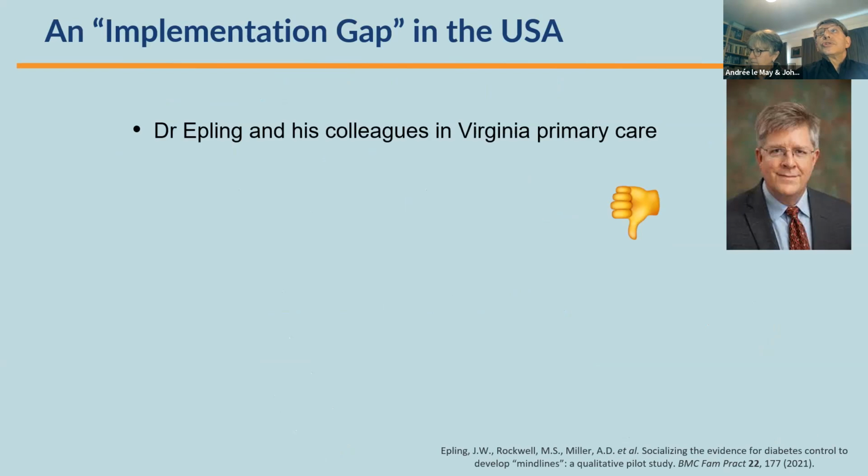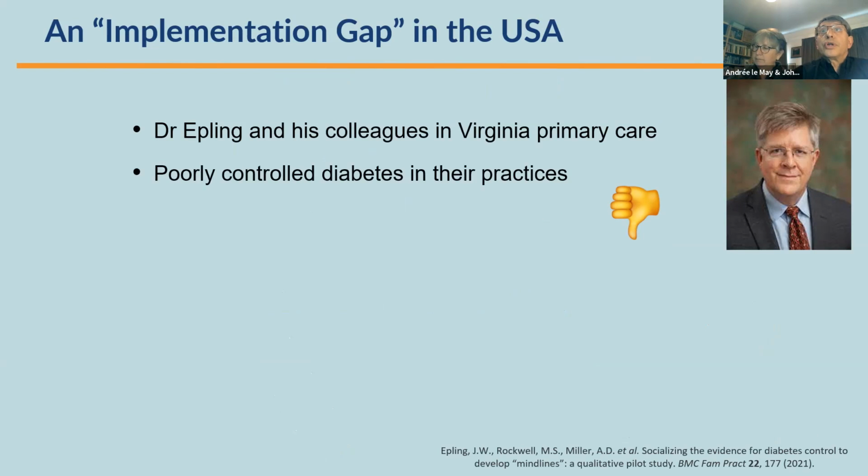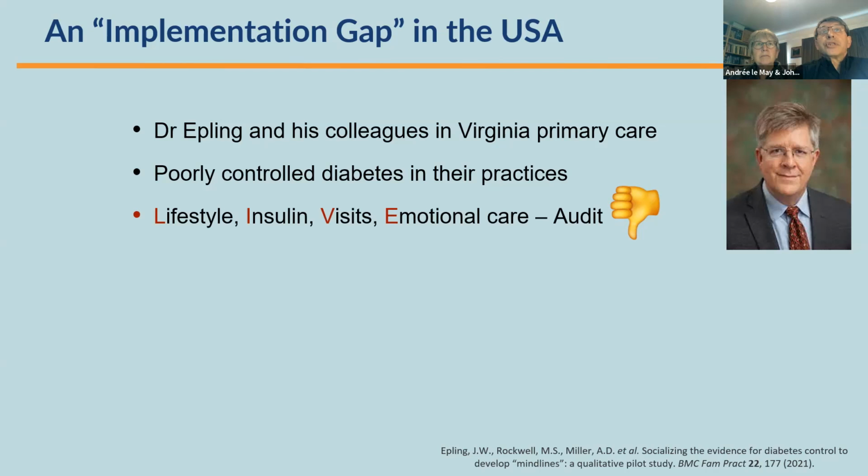I'd like to introduce you to, and by the way, the thumbs down is not about the implementation gap politics in the USA. It's about what actually happened to Dr. Epling and his colleagues in Virginia. They were working in primary care and they noticed that through audit, they were getting very poorly controlled diabetes in their practices. They had a research-based approach which they call lifestyle insulin visits, emotional care, and their audit showed that this simply wasn't happening. So what did they do?